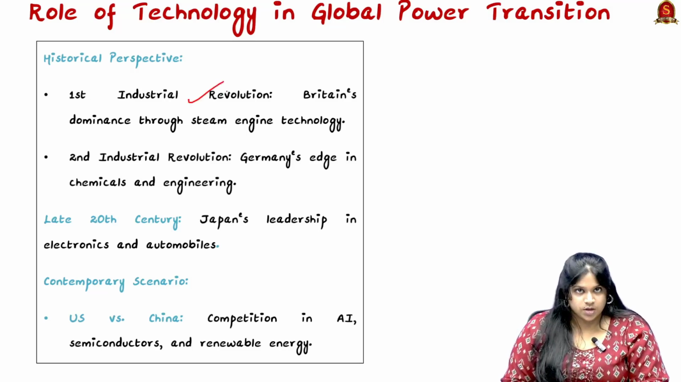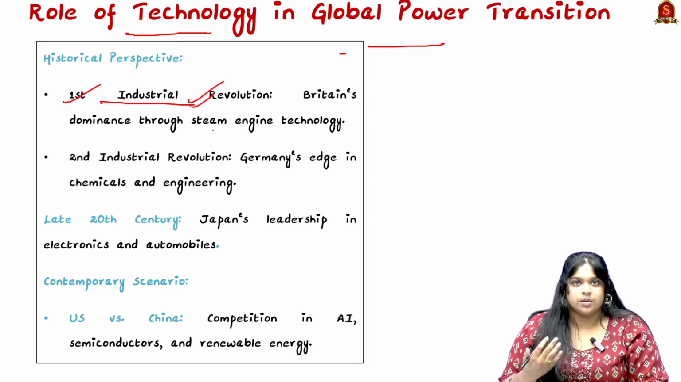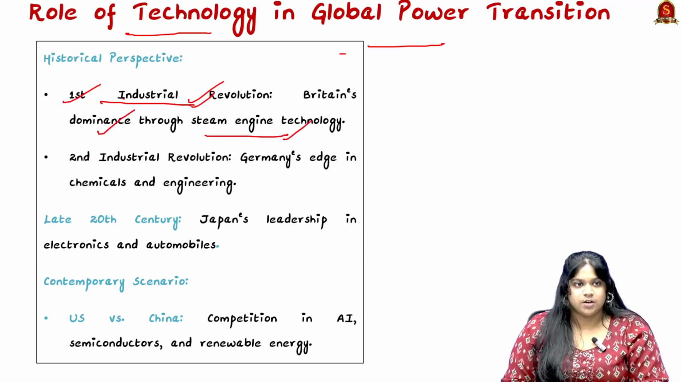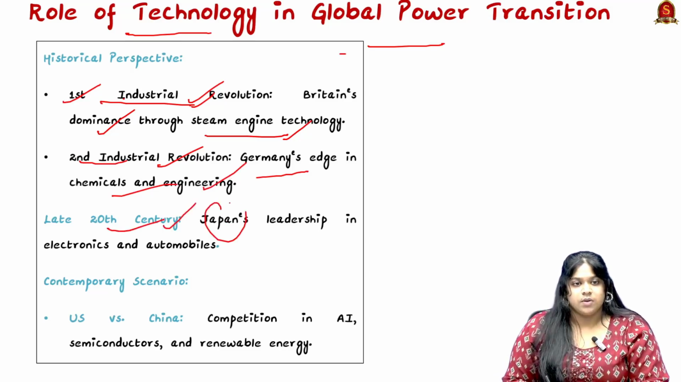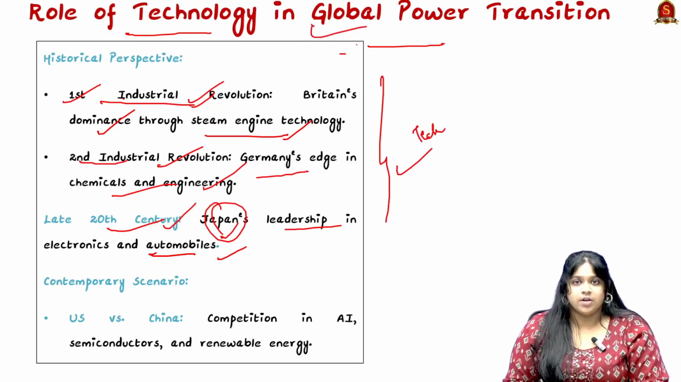Looking into the historical perspective on the role of technology in global power transitions, the first industrial revolution played a major role. Here, Britain's dominance increased through steam engine technology. And during the second industrial revolution, Germany brought in the importance of chemicals and engineering technology. And for the late 20th century, we can take Japan as an example for leadership in electronics and automobiles. So here we can see how technology played an important role in global power transitions.